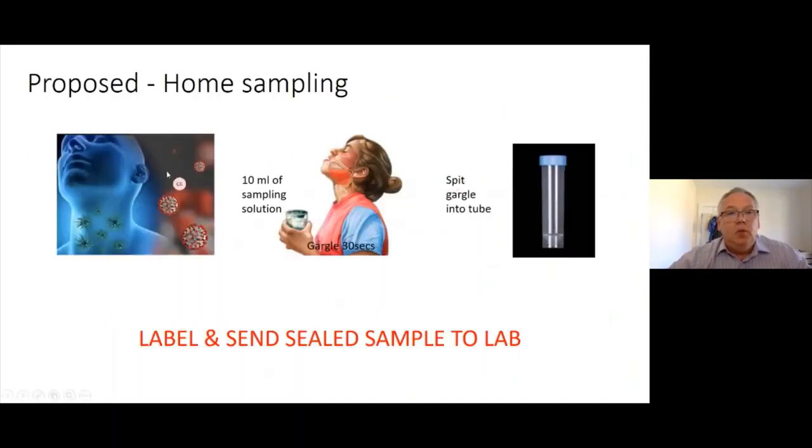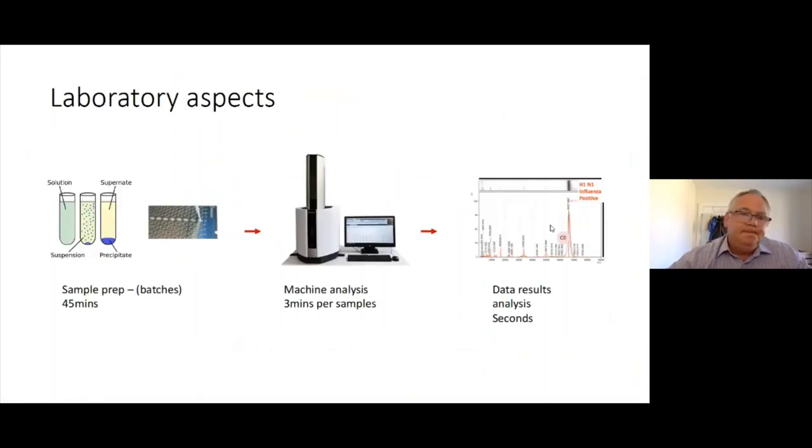So the proposed home sampling would be a gargle, 10 mils of gargle solution. It could be just water, and it is just water, in fact, spit into a tube. 45-minute preparation time where the acetone is added, precipitation, destruction buffer, and placed onto your MALDI plate. We use the Shimadzu 8020 mass spectrometer, and this one is a very fast benchtop instrument, takes about 3 minutes per sample, and the data analysis can be very rapid. Set up the program just to look for particular markers like the S1 and the S2A as a first pass, and then look for the other markers afterwards.